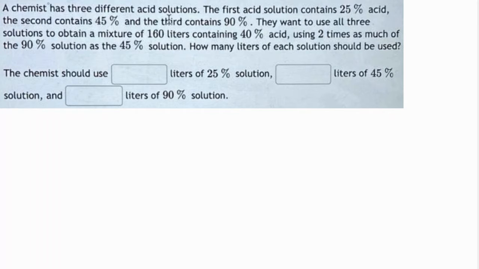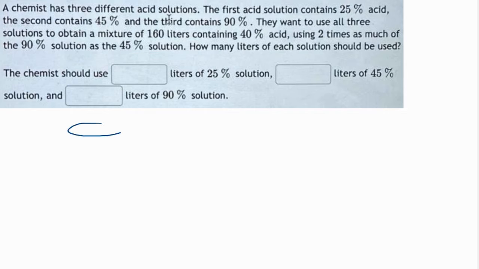A chemist has three different acid solutions. The first acid solution contains 25% acid, the second contains 45%, and the third one is 90%. And they want to use all three to obtain 160 liters containing 40% acid, using two times as much of the 90% as the 45%. So how many liters of each solution should be used?